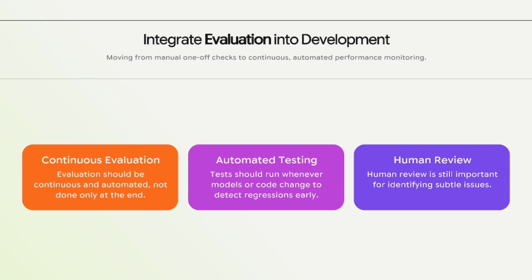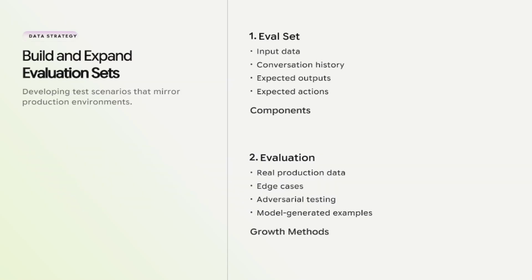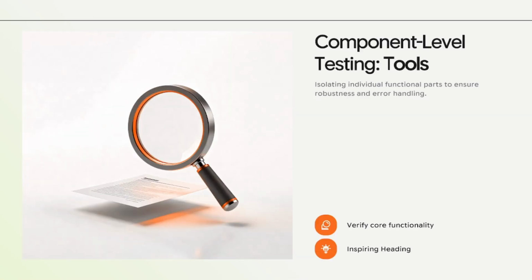What you're testing is not only your agent, you also make sure you test your prompts. Then human review: human review is important for identifying subtle issues. So build and expand evaluation sets. You can define this set. Evaluation set 1: input data, conversation history, expected output, and expected action. These are components of evaluation. Then we have number 2: real production data, edge cases, adversarial testing, and model generated examples. This can be a form of growth method.